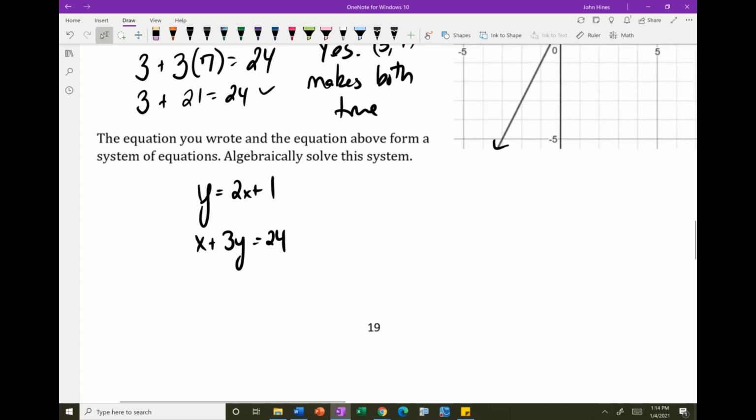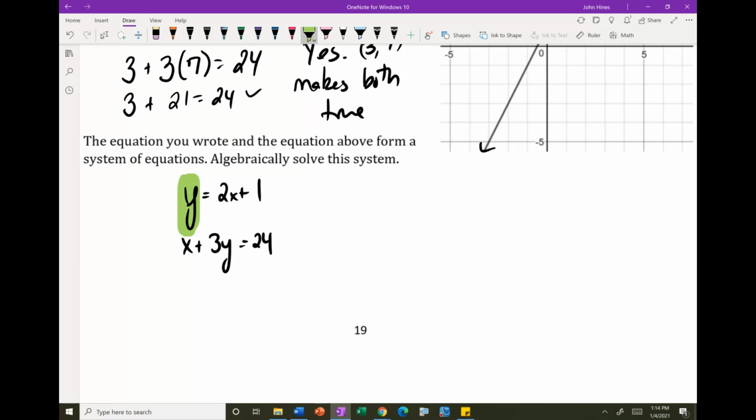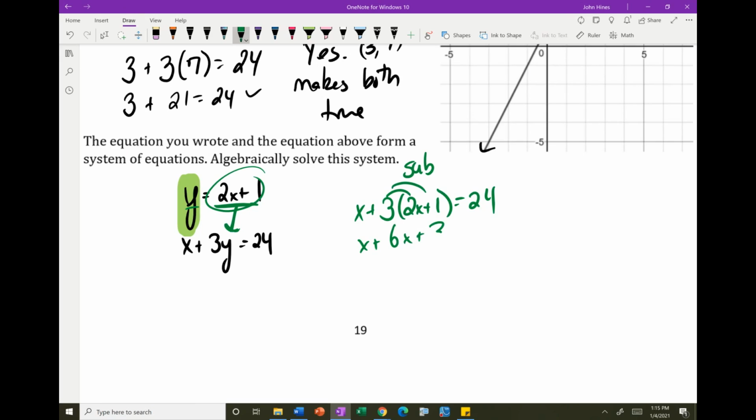Let's solve this algebraically, and because y is all alone, oh, he's so alone there, I'm going to use substitution. Wherever I see a y, I'm replacing it with 2x plus 1. So x plus 3y equals 24, and I have to solve this equation. A little distribution action there. Gotta love it. 7x, right? 1x and 6x is 7x plus 3 equals 24. 7x equals 21, so x equals 3.